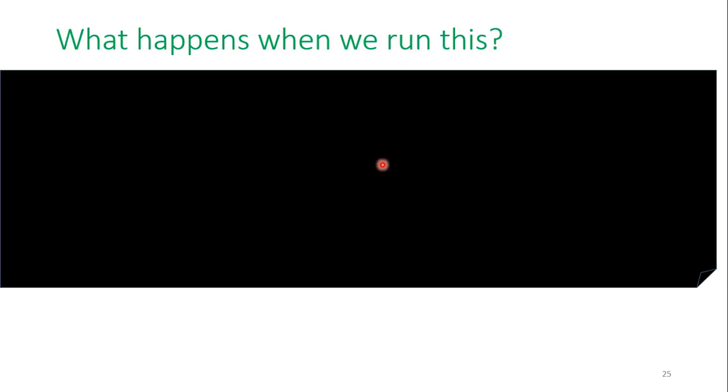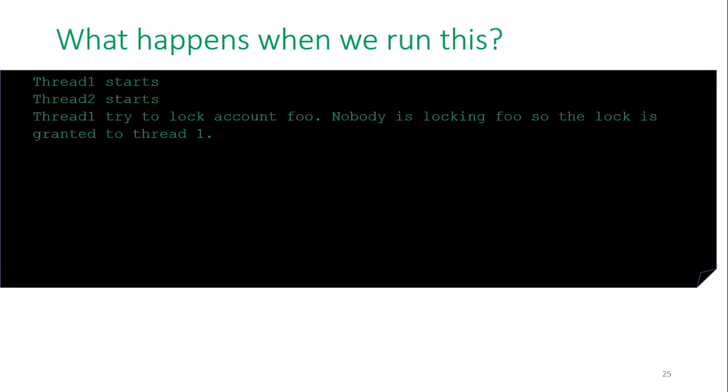So first thing that's going to happen here, thread 1 is going to start. This is the one that wants to transfer $10 in one direction. Then thread 2 is going to start, the one that wants to transfer $10 in the other direction between the two accounts. Thread 1 is going to try to lock the account foo. Since nobody is actually locking the account foo, the lock is not a problem. It's acquired immediately by thread 1.